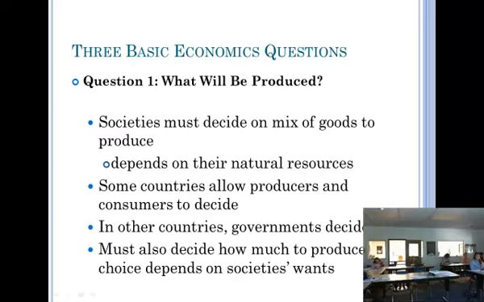Okay. And question 1 is, what is going to be produced? What are we going to produce? What services are we going to offer? Okay. How many items are we producing? And it really depends on your natural resources. So for a long time, you should have learned in U.S. history, we were the #1 producer in what item?